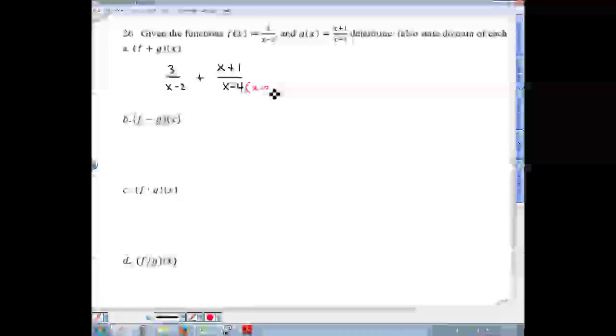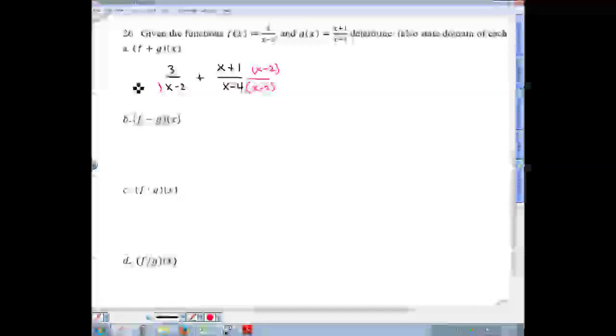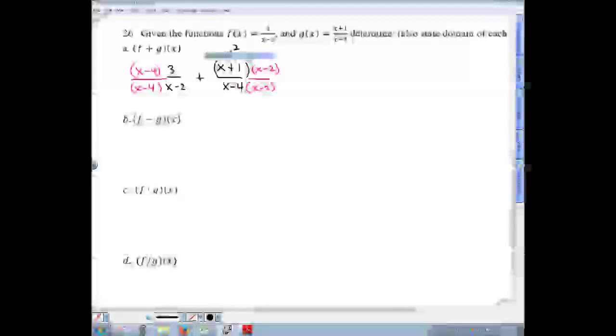So this denominator needs an x minus 2. So we have to multiply it on the top and bottom. This one over here needs an x minus 4. So now in the numerator here, on the right side, if you multiply these together, you're going to get x squared, then we're going to have a minus 2x and a plus x, so minus x, minus 2.